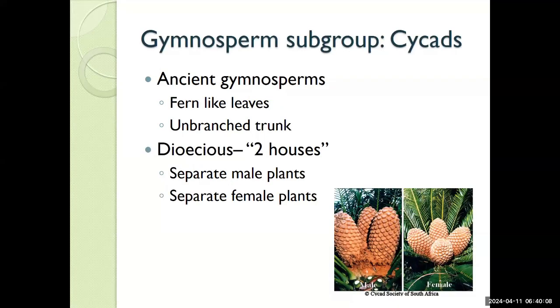Another group of gymnosperms are the cycads. The reason why I wanted to highlight this one was this was the first subgroup to have dioecious plants. If it looks like there's something out of Jurassic Park, it's because they are from the Jurassic period. They are very ancient plants. And it takes a very discerning eye to tell the difference between the males versus females.